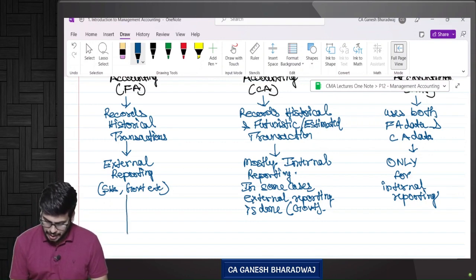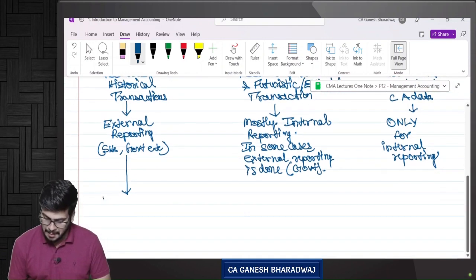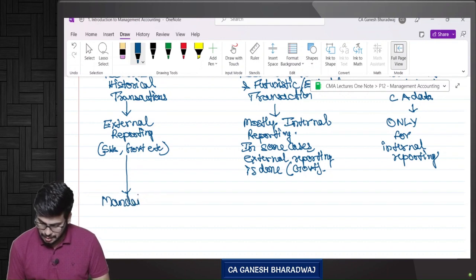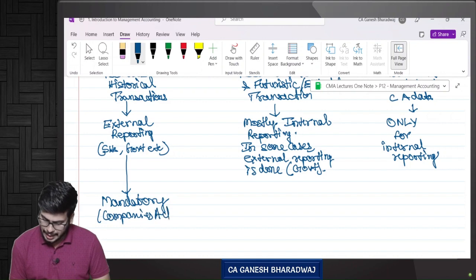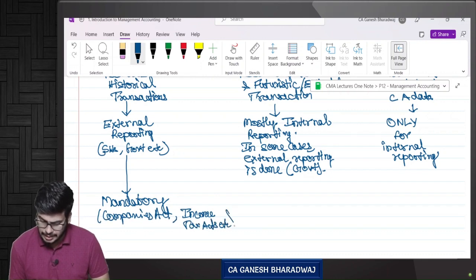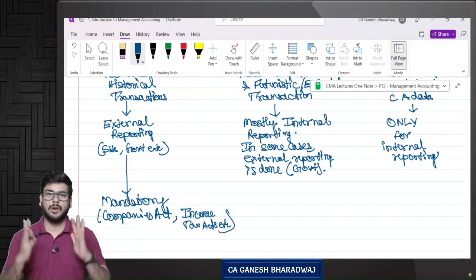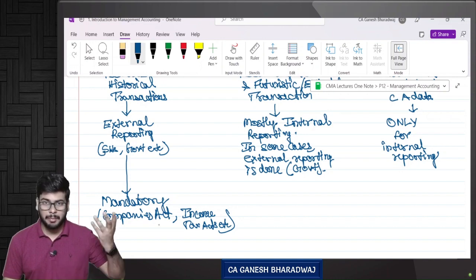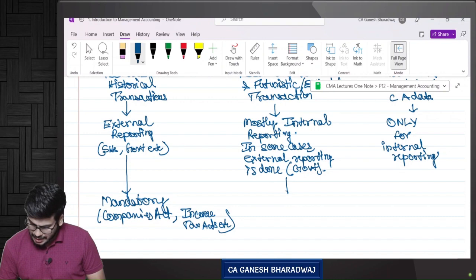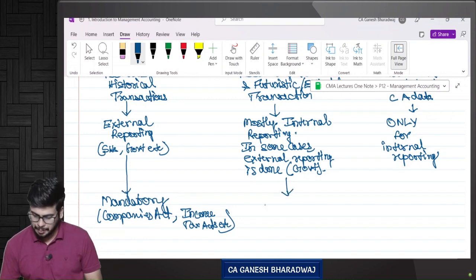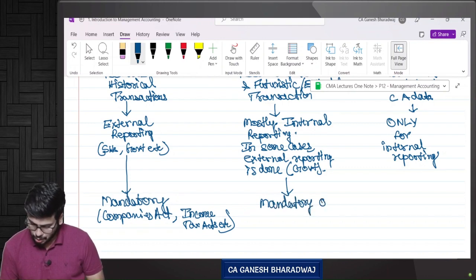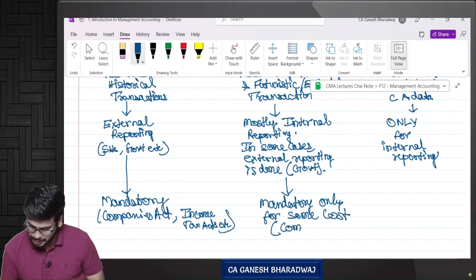Now, financial accounting, maintaining your financial accounting records, is mandatory. Mandatory under what? The Companies Act, Income Tax Act, etc. These acts specifically ask the company to mandatorily maintain financial accounting data. So financial accounts need to be maintained. That is a mandatory requirement of government, and by way of these legislations, they make it mandatory. Now, in case of cost accounting, it is mandatory only for some companies. This is prescribed under the Companies Act.